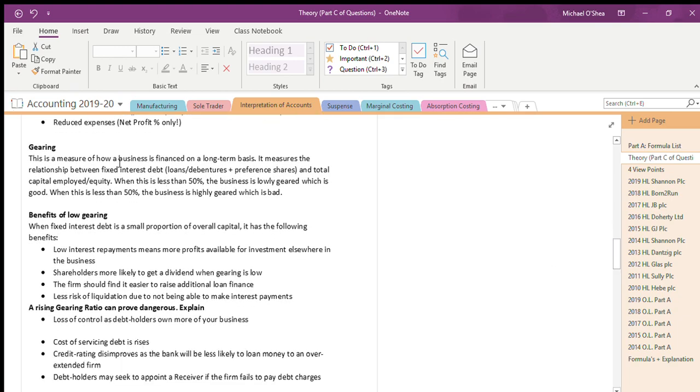What is gearing? A measure of how a business is financed on a long-term basis. It measures the relationship between fixed interest debt, basically money you owe, and total capital employed, or equity, depending on which ratio you use. So when the gearing ratio itself, the debt to total capital employed, is less than 50%, the business is lowly geared, which is good, which means that most of your business is being financed by you yourself rather than by debt.